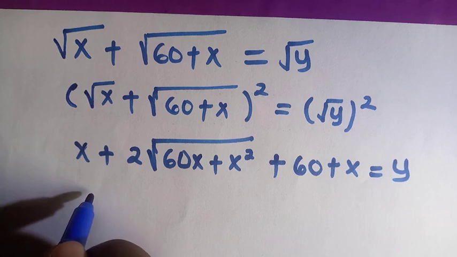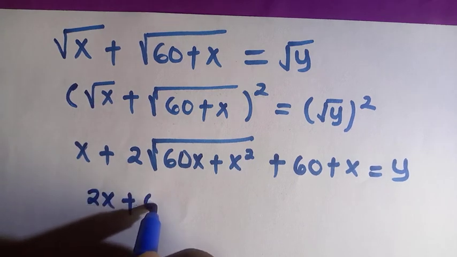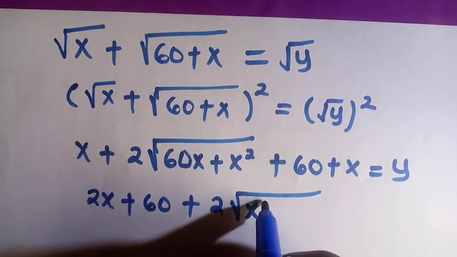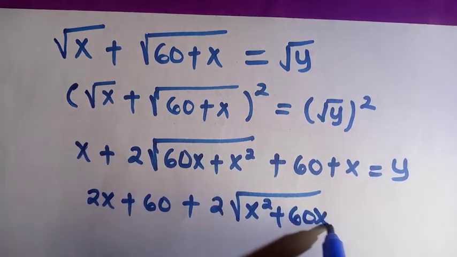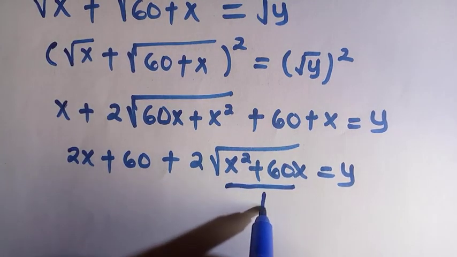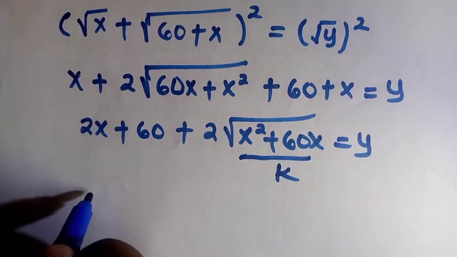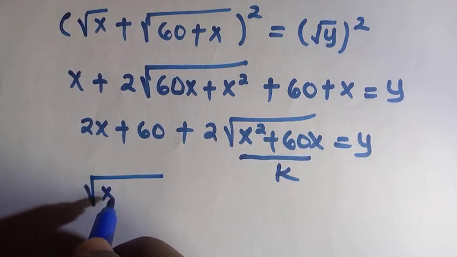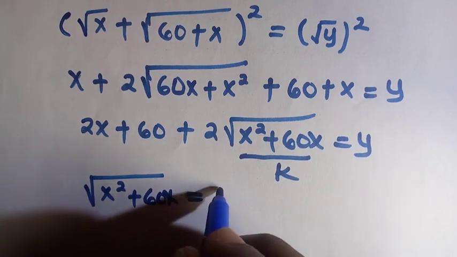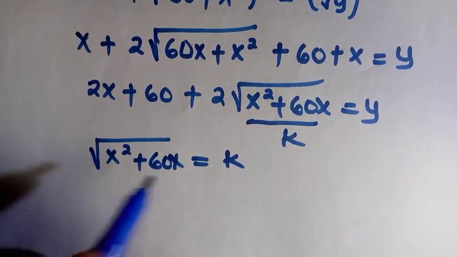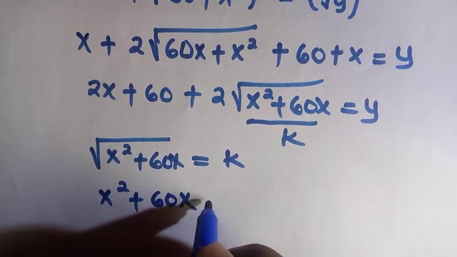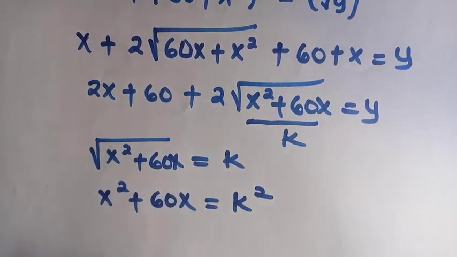Then if you combine these together, we have 2x plus 60 plus 2 root. If I rearrange this, we have x squared plus 60x equals y. At this stage, if I let x squared plus 60x be the value of k, then we have the root of x squared plus 60x equals k. By taking the square of both sides, we have x squared plus 60x equals k squared.